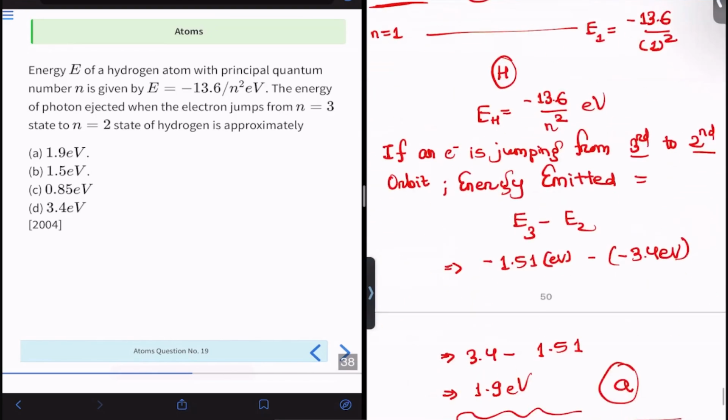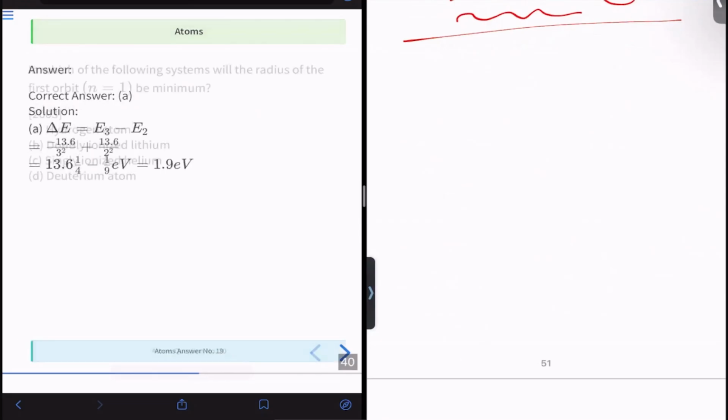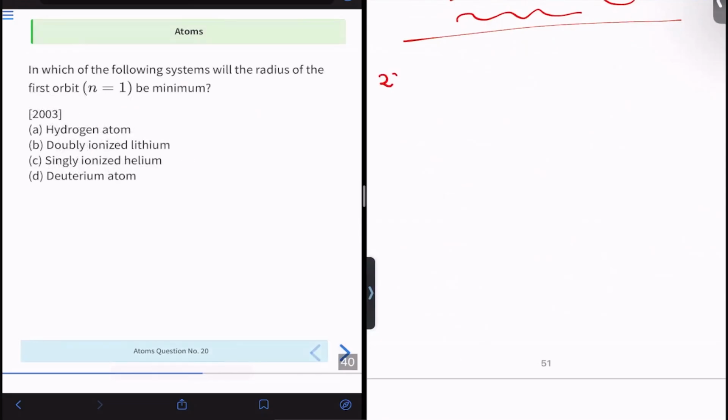Did you understand what it is? This was a very simple question. So question number 20 says, in which of the following systems will the radius of the first orbit be minimum? Radius of first orbit, that means n equal to 1. Which of the following will have the least radius, minimum radius?